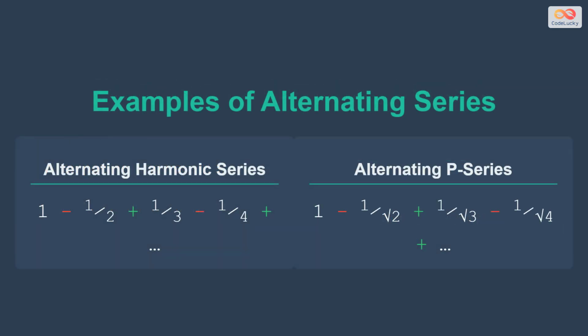Let's look at a couple of examples. A very famous one is the alternating harmonic series, 1 minus 1/2, plus 1/3, minus 1/4, and so on. Another example could be 1 minus 1 over the square root of 2, plus 1 over the square root of 3, and so on. Notice the consistent switch between plus and minus.